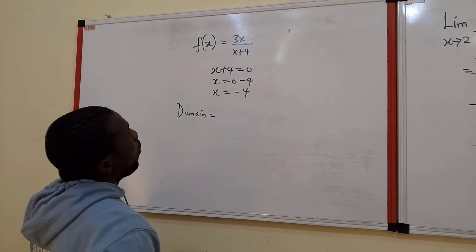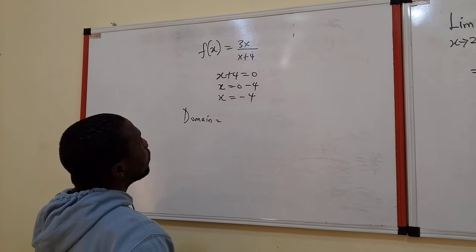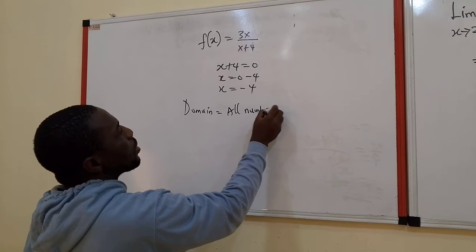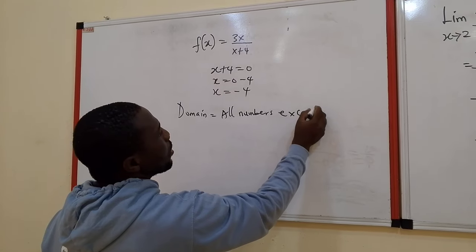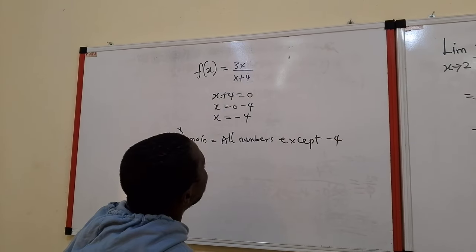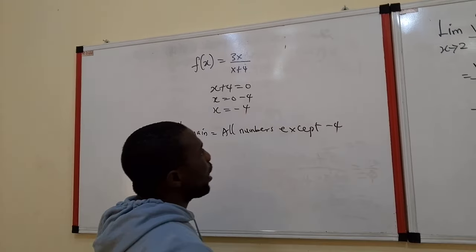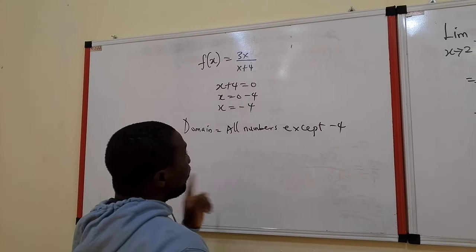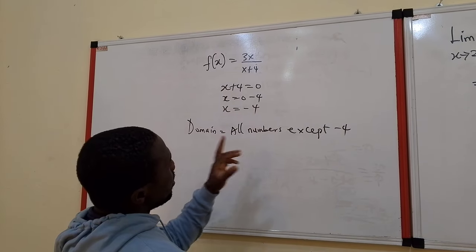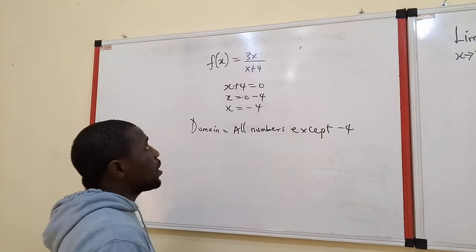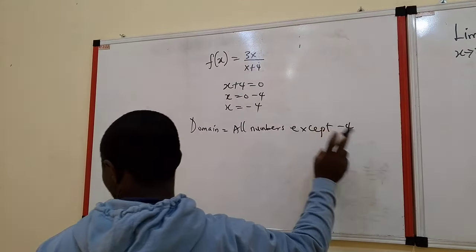all numbers except minus 4. All negative numbers will work. All positive numbers will work. The only number that will not work is when x is minus 4. So the domain of this function is all the numbers except minus 4. That's the answer. Thank you.